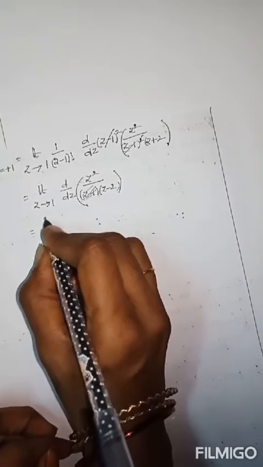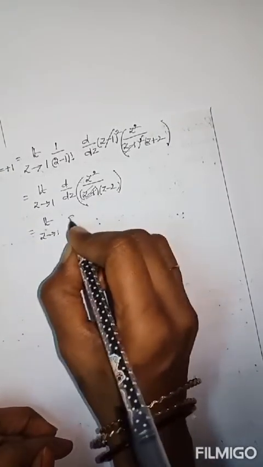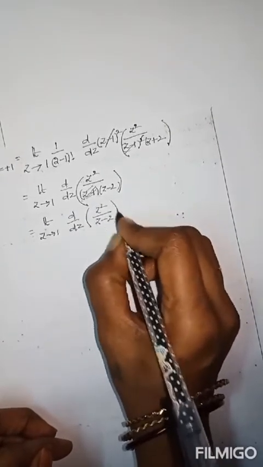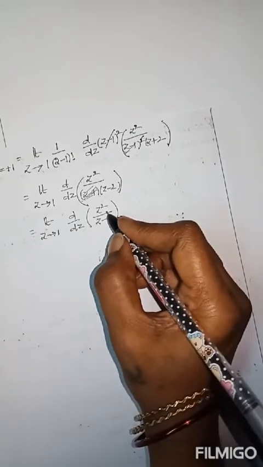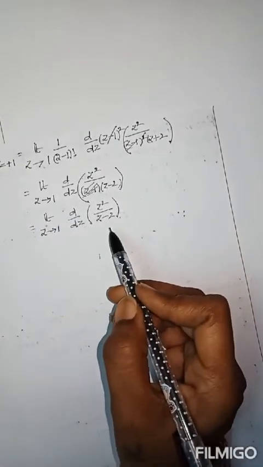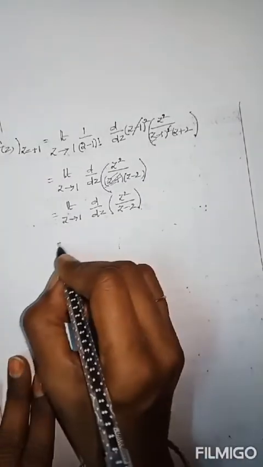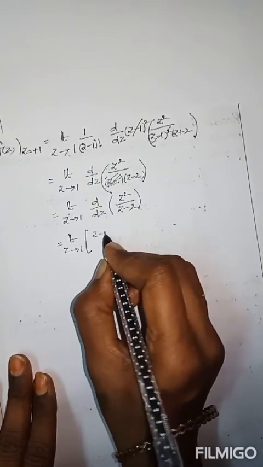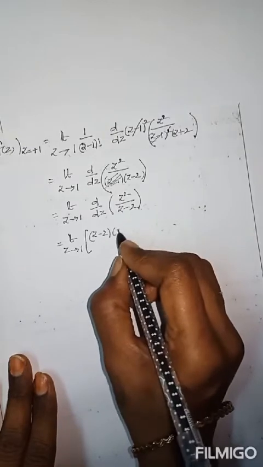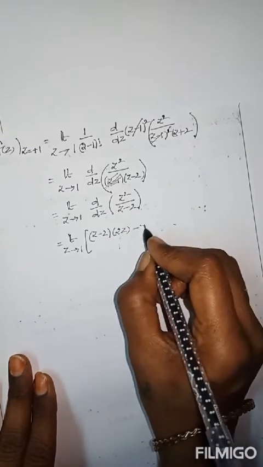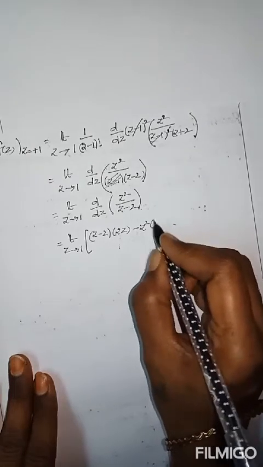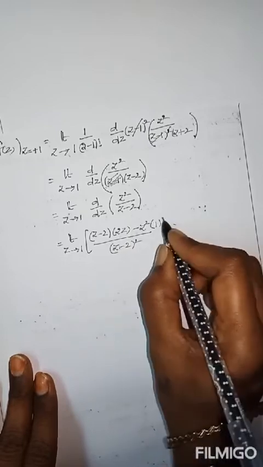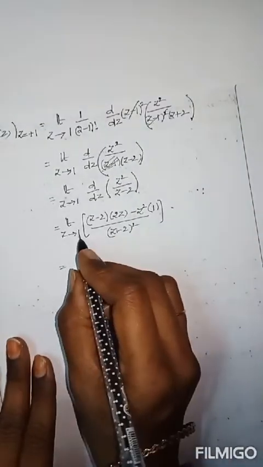After that, limit of z tends to 1, d by dz of z square by z minus 2. Differentiation with respect to z. In the numerator there is a z, and in the denominator there is also a z. So we use the u by v differentiation formula. Limit of z tends to 1, d by dz of u by v is v into differentiation of u, which is 2z, minus z square into differentiation of the denominator, which is 1 minus 0 is 1, divided by v square, (z minus 2) whole square.